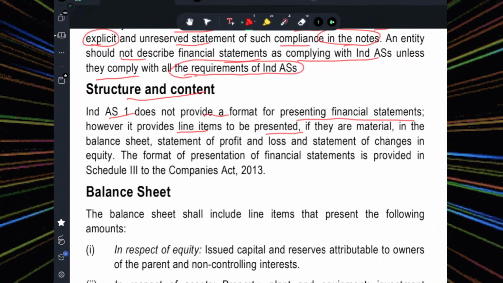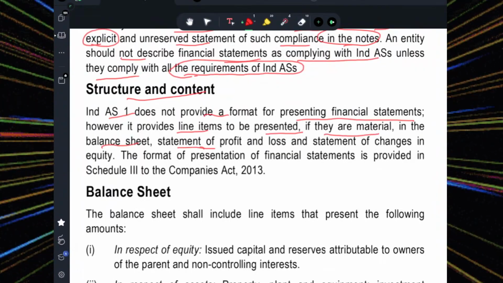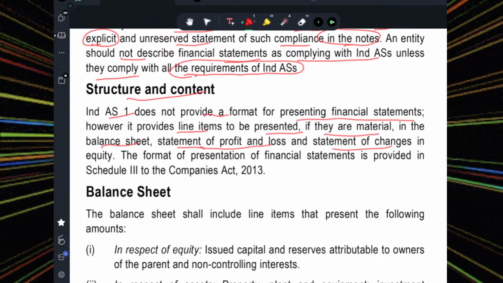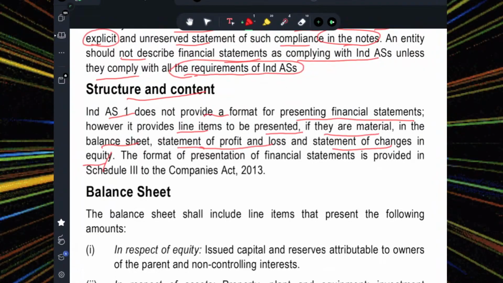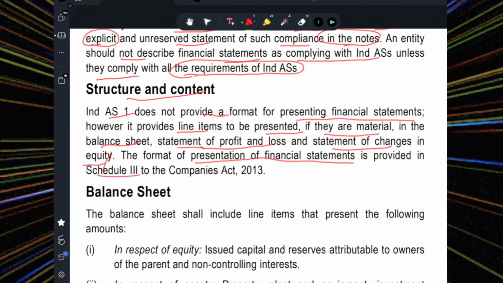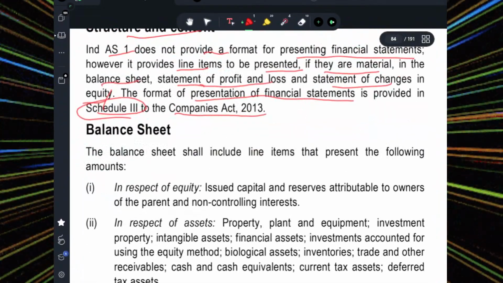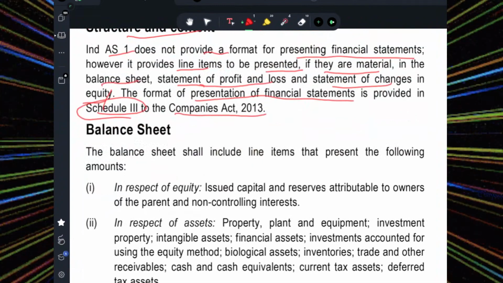You can bring in something new if it is material, in the balance sheet, statement of profit and loss, and statement of changes in equity. So these are the basic things. The format of presentation of financial statements is provided in Schedule III of the Companies Act 2013. So the Companies Act says you should follow as per the Companies Act.